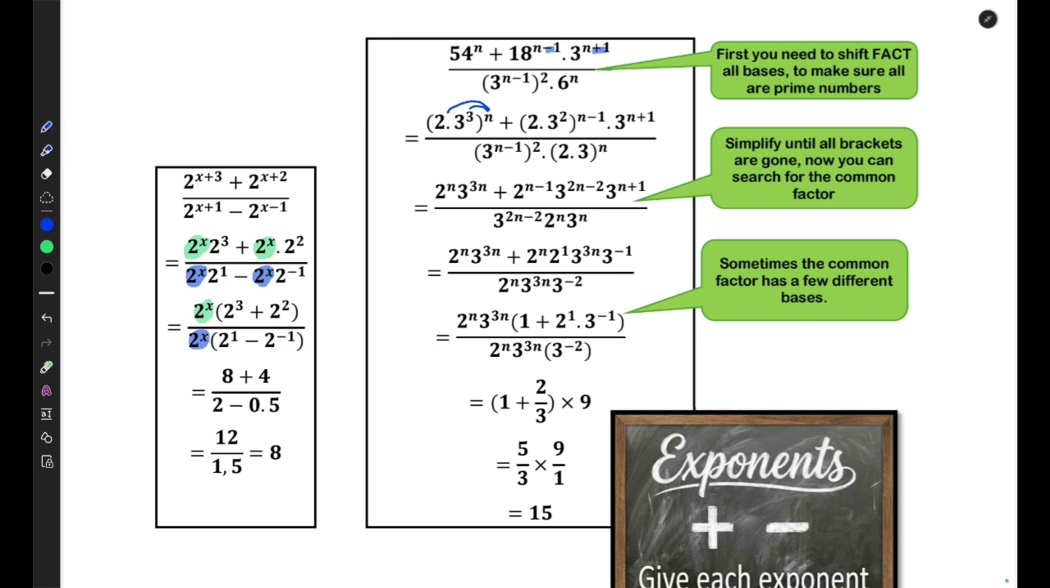But after that, I am just going to simplify and then look for common factors. I can see all my terms have a 2 to the power n. Then I need to check the 3s. There's a 3 to the power 3n, a 3 to the power 3n. That's why I can take it out as a common factor at the top. Now at the bottom, I just happen to have the same factors there, so they can cancel out. And then from there, I just use the calculator to work out the sum. Look at this one closely. Maybe write the first step and try it to see if you can follow each step and get to 15.